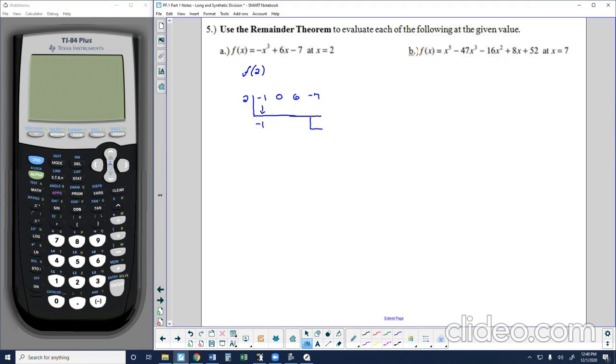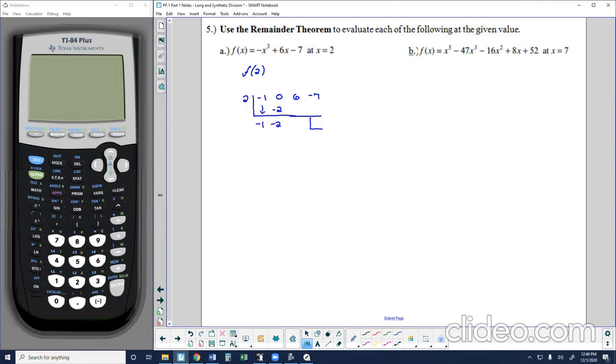Nothing to add to -1, so I'm just going to bring that -1 down. I'm going to take that -1 times my 0, 2. So 2 times -1 is -2. That result goes in the next column. I'm going to add down the column. 0 plus -2 is -2.